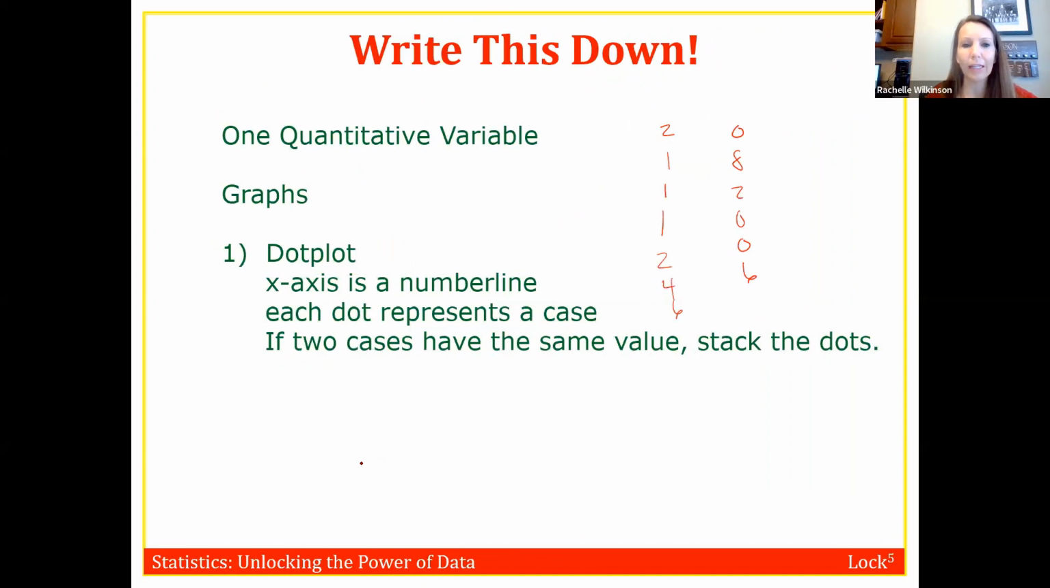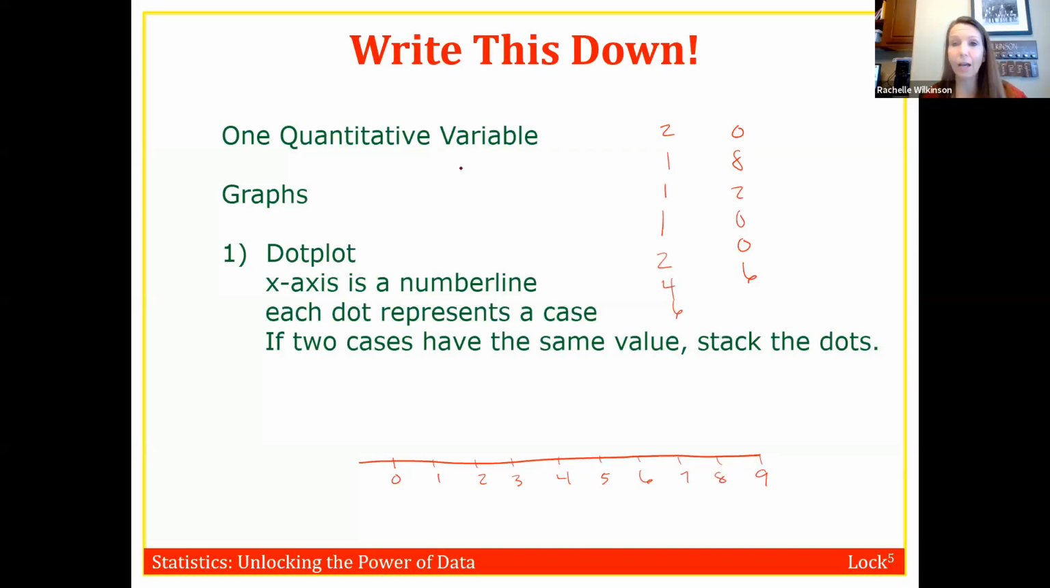If I want to do a dot plot, I first create my number line. My number line is like a ruler, like looking at graph paper. I just need to make sure that it goes from the lowest number to the highest number at least. So in this case, I want to make sure it goes at least from 0 up to 8 with evenly spaced tick marks. So I'll write 0, 1, 2, 3, 4, 5, 6, 7, 8, 9.